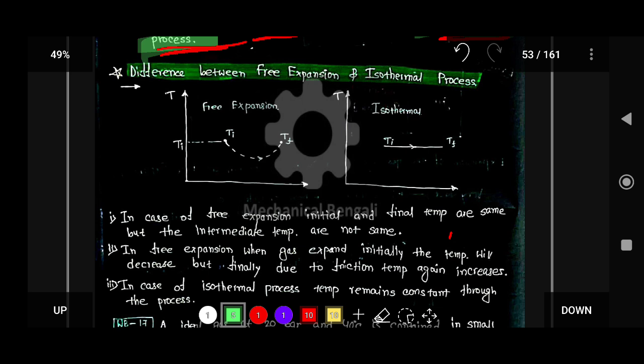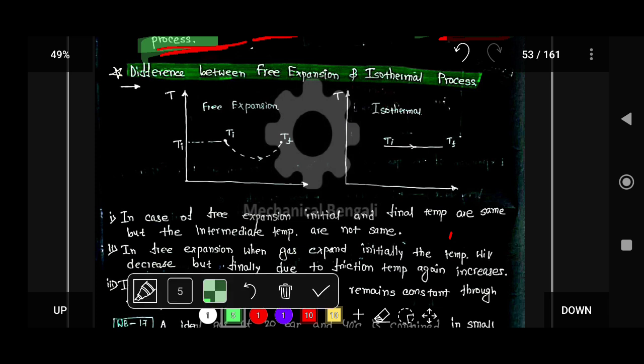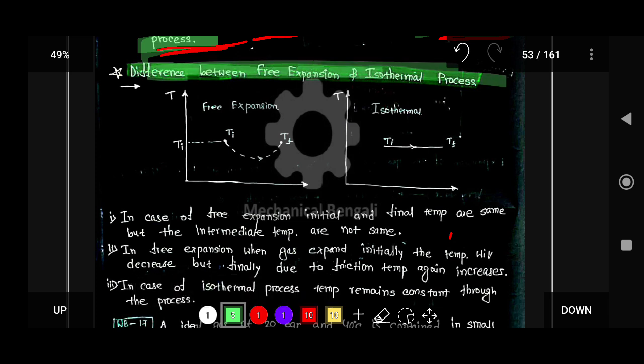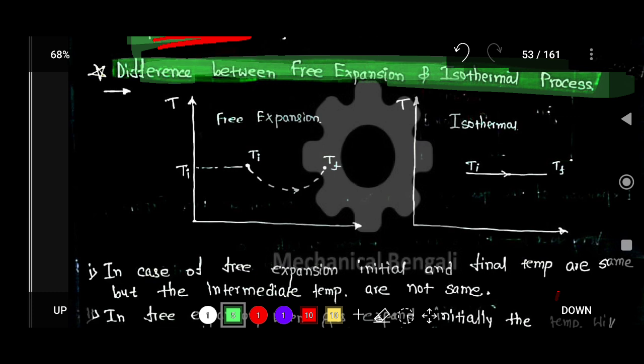This video is only applicable for mechanical engineering students. Otherwise, you can go to another video. So here our topic is the difference between free expansion and isothermal process. Okay, so let's try to understand the difference between free expansion and isothermal process.